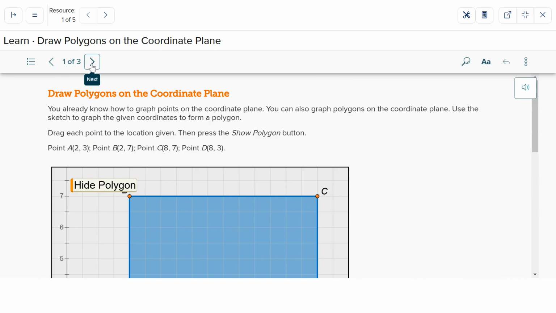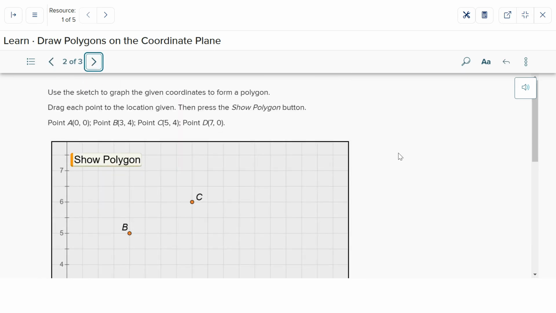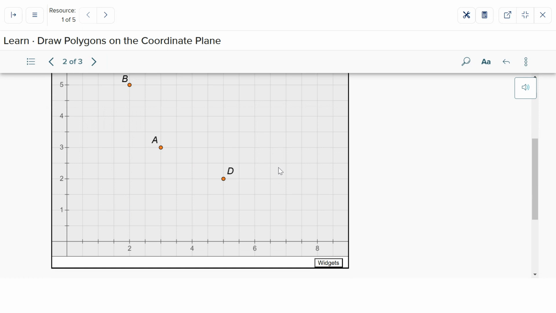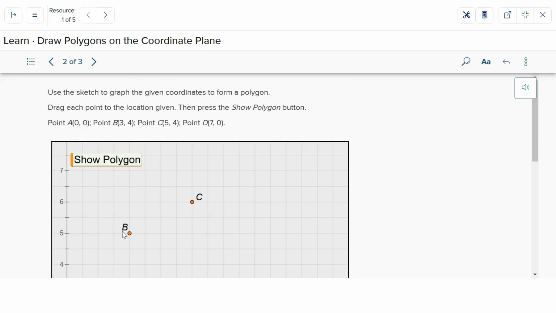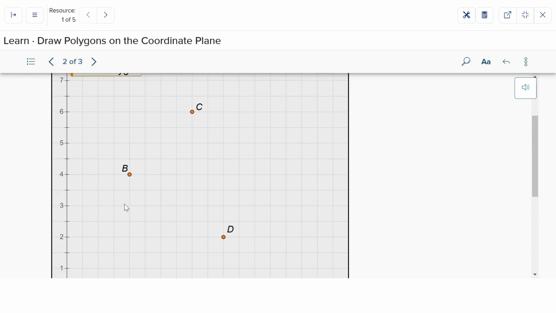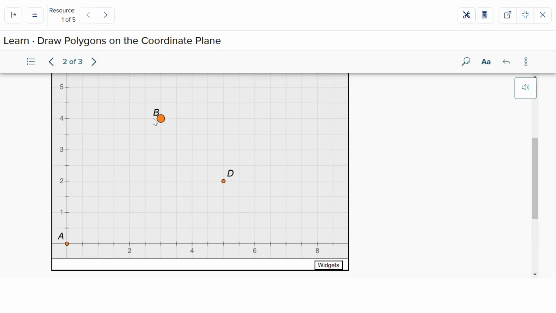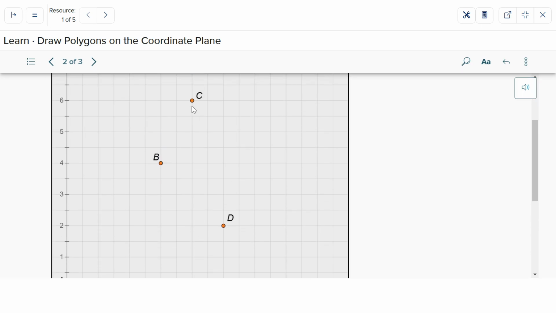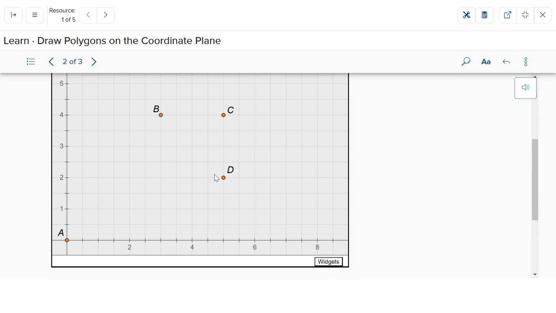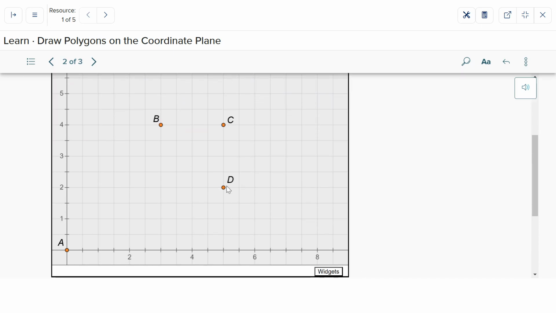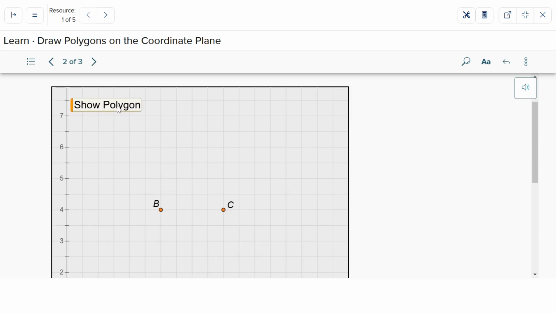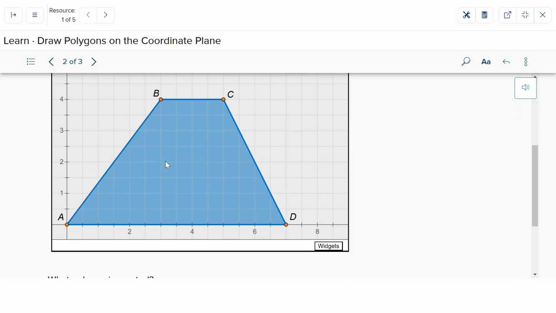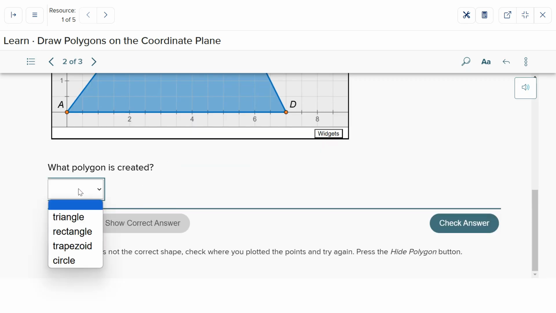All right. So we're going to do that again with these points here. So point A is at 0, 0. Point B is at 3, 4. Are we at 3? No, we're at 2. That's 3. C is at 5, 4, which will be down here. And then D is at 7, 0, which is right there. And that's going to create a trapezoid.